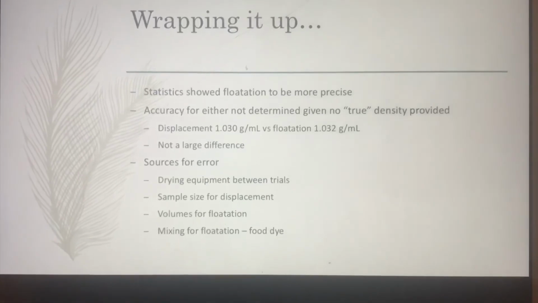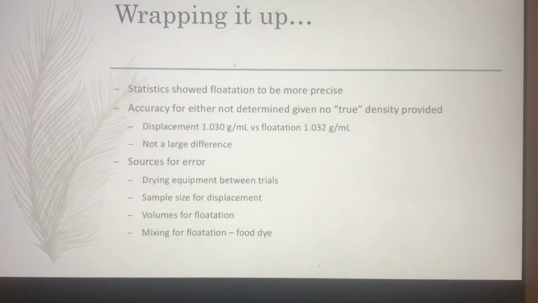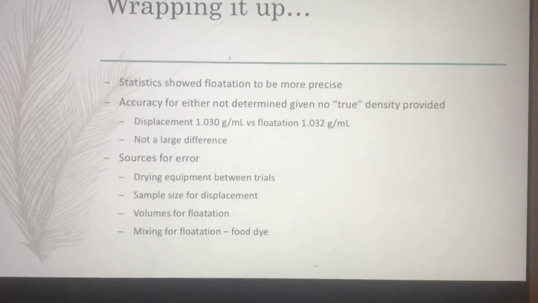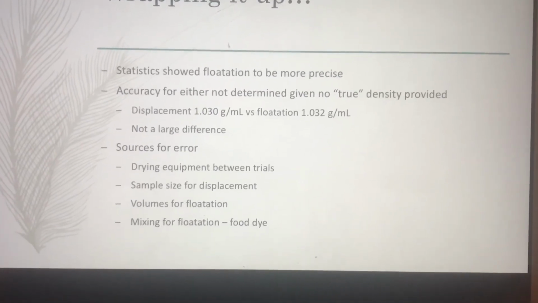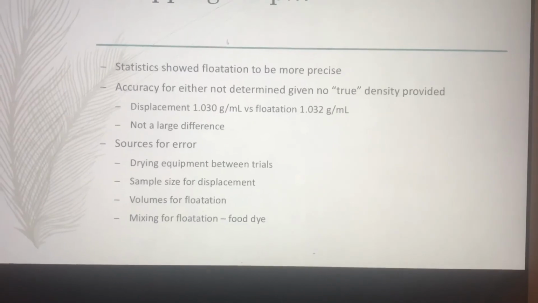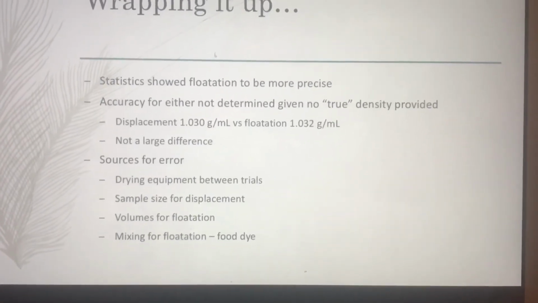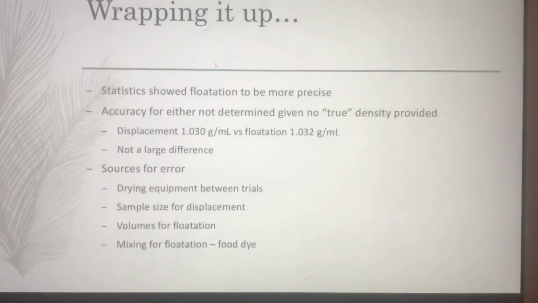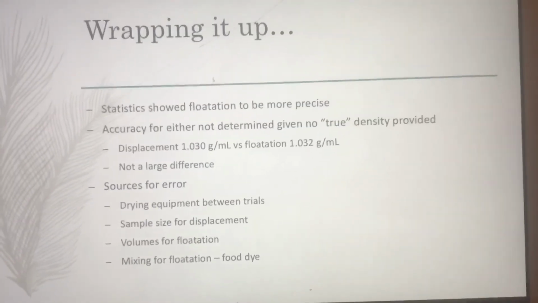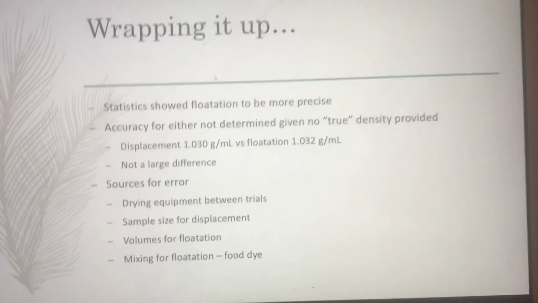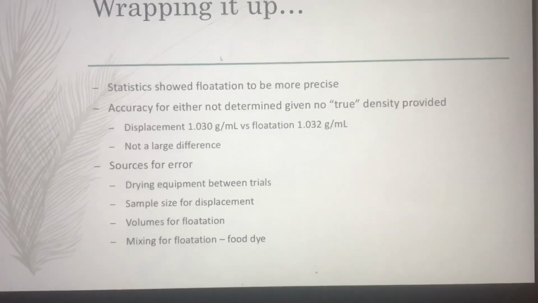All right, so wrapping it up. The statistics show flotation should be more precise. However, we weren't given a true density for what a plastic bead consists of. The results for both of them were pretty similar: 1.030 grams per milliliter for displacement, and the density for flotation was 1.032 grams per milliliter. Not a huge difference there.